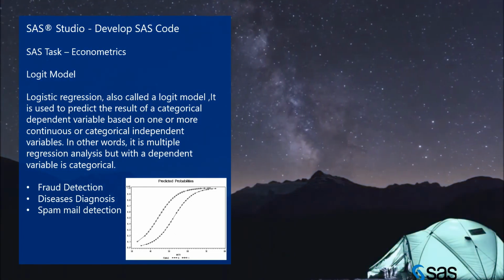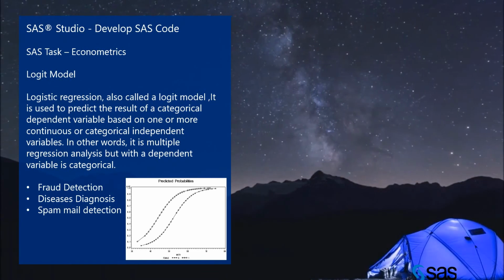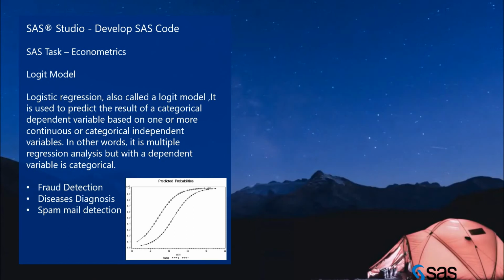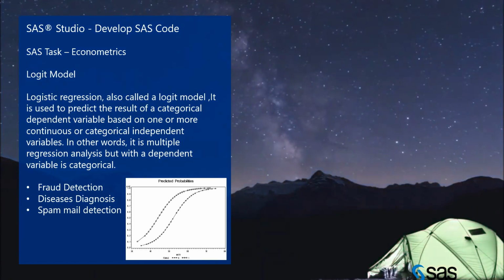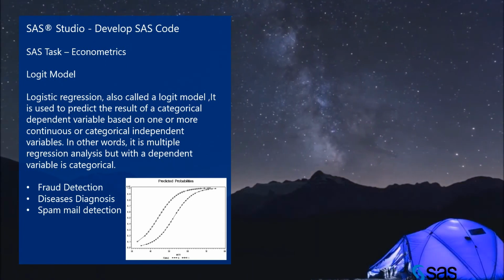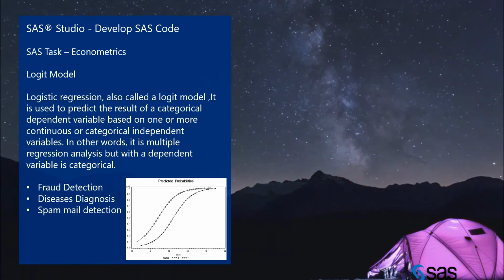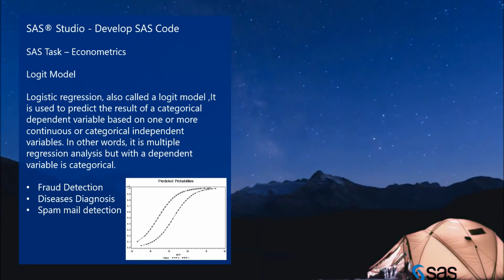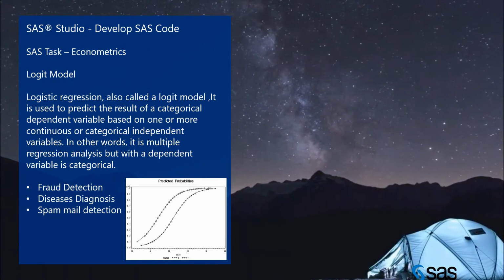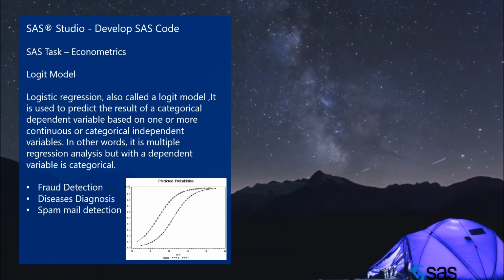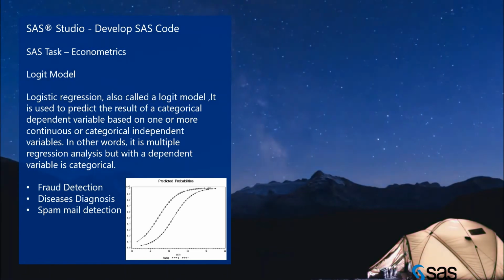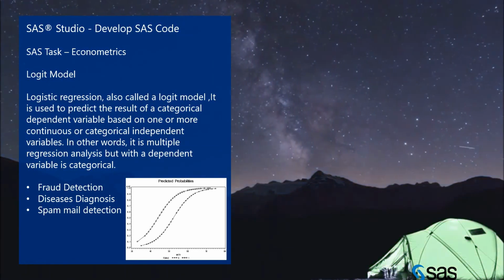In SAS Viya, it will be shown as a logit model. The logistic model, which is the full name, is also called a logit model. It is used to predict the result of a categorical dependent variable based on one or more continuous or categorical independent variables. In other words, it is multiple regression analysis, but with the dependent variable as a category.